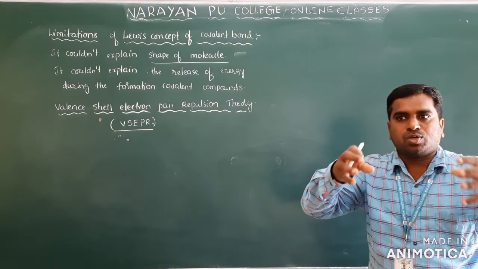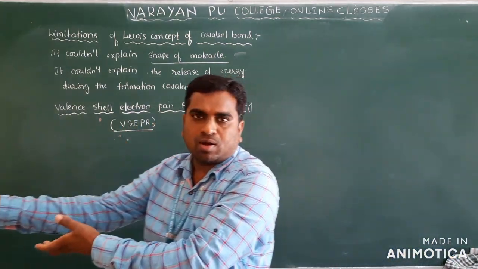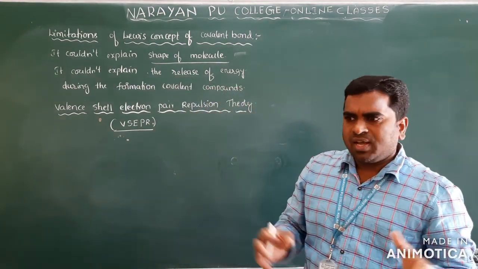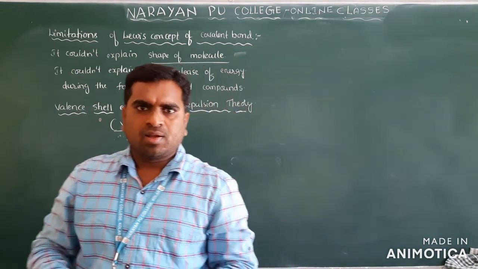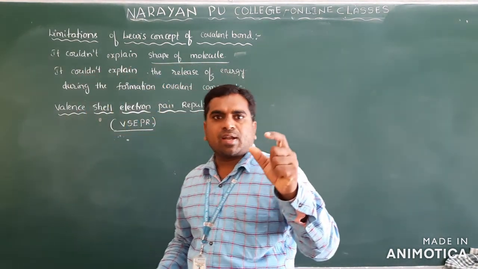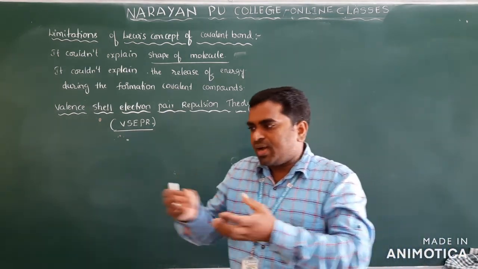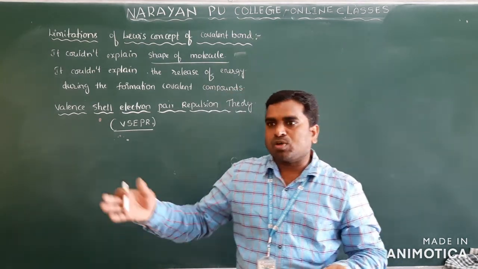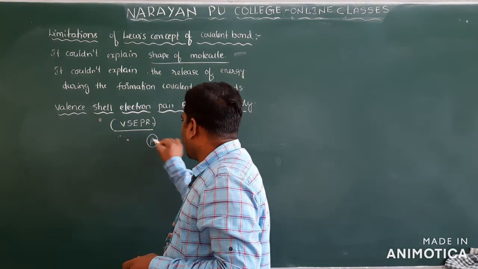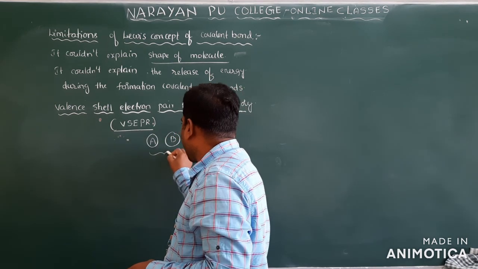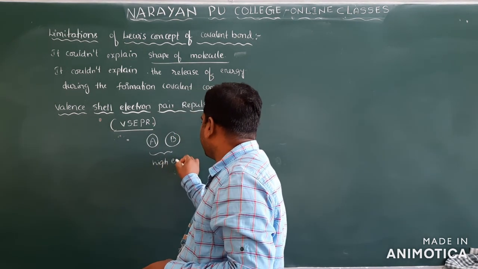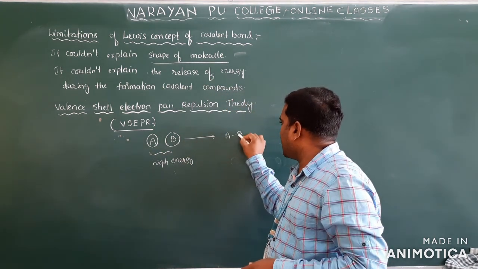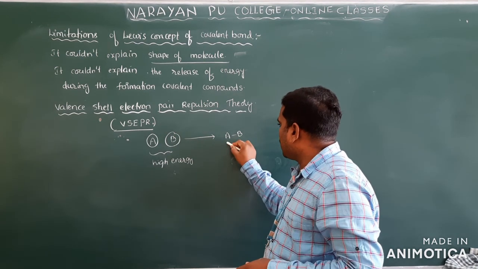Atoms combine together and form the compound by forming bonds. Clear? But during that process, energy will be released. Isn't it? Atoms, I already said, always have high energy. When they combine, the compound formed is stable compared to the atoms. Say atom A and atom B are there. Atoms will have high energy. When they combine, they form AB, and this is a compound.